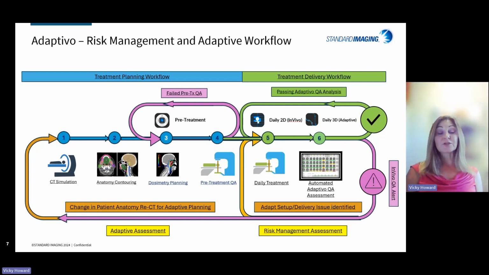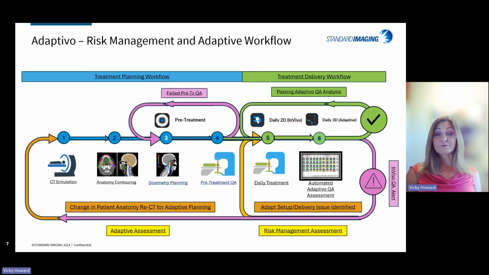Now, both the 2D in vivo QA and the 3D adaptive modules can give non-conformance warnings that will trigger risk assessments. So those images and the analysis can happen on a daily basis when everything is good to go. The physicist doesn't get any alerts. Treatment just continues as usual. But when there is a non-conformance warning, the system can be set up to alert the physicists via email as well as right within the software itself. And this is a great tool to trigger risk assessments at this point.